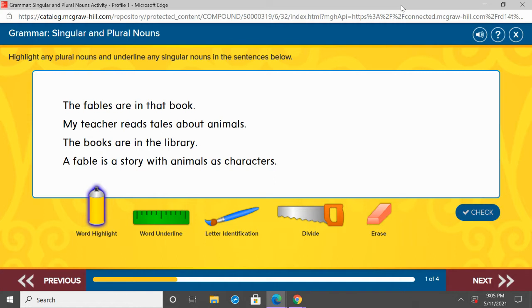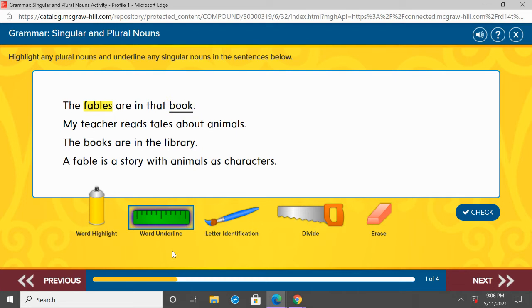The first sentence, the fables are in that book. I want to focus on our nouns first in general. So we have fables and book for our nouns. Fables has an S, I see that, and that's more than one. So I'm going to highlight that because that's plural. I look at book, and it's only talking about one book, so it's singular. So we're going to underline it.